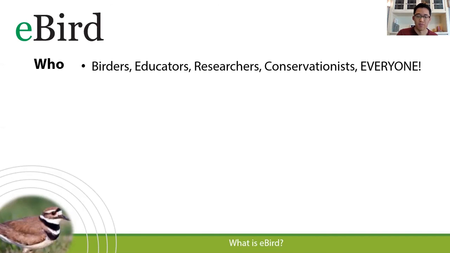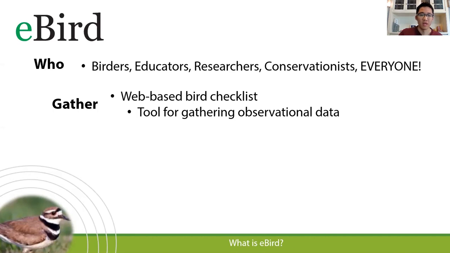data to this program. The next thing that eBird does that is really important is that it gathers your data. It is a web-based bird checklist on an online platform that will show you birds that you are likely to see based on your location in the world.